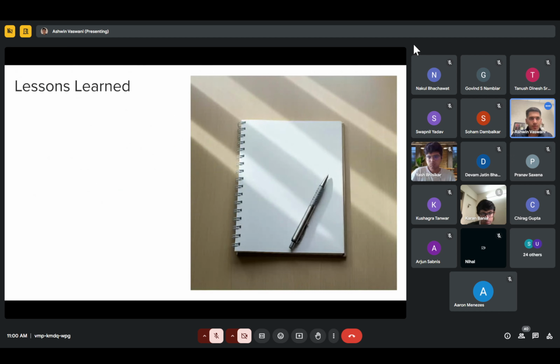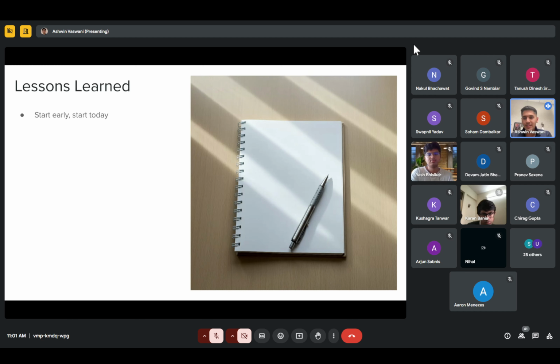Moving on to certain lessons that I learned along the way, I think the biggest lesson is start early and start today. I think that's important because I would have loved to start my journey even earlier than my second year, maybe in my first year itself. And it's never too late to start. That being said, you want to start today.